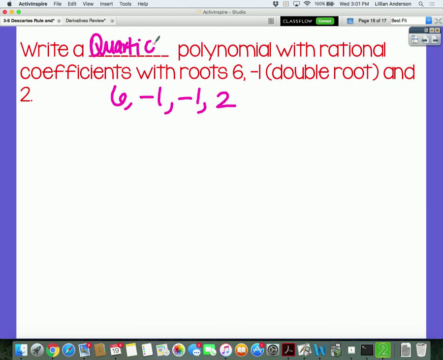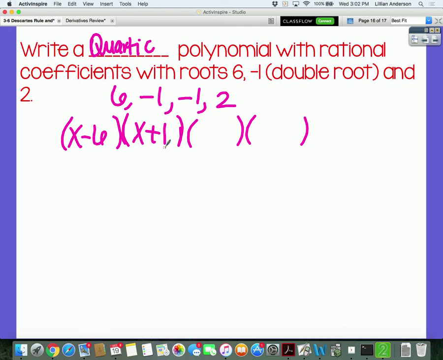Double vocab at the same time we're going over the lesson. What are the factors? X minus 6. There is no i, so we only have to worry about real roots right now. But it's the double root part that I wanted to make sure I go over. What's this factor? X minus the negative 1, which turns into a plus 1. x plus 1 again, and then x minus 2. Go ahead and multiply this out.